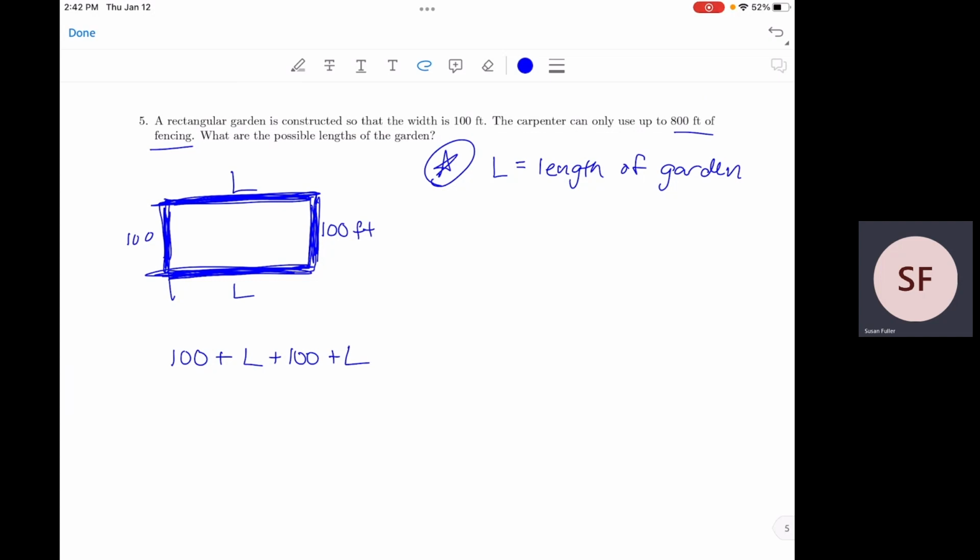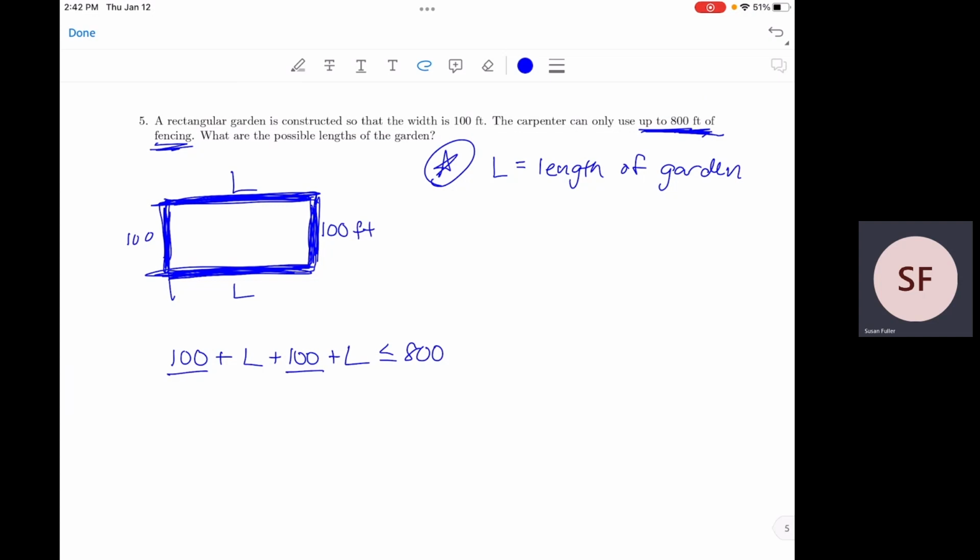That has to be less than or equal to 800 because we've got 800 feet of fencing possible that we can use. We may not have to use all of it, but we can use up to that amount. So that's why I set all four sides added together to be less than or equal to the 800 feet that we have available. And we have an inequality. Now we just have to simplify it.